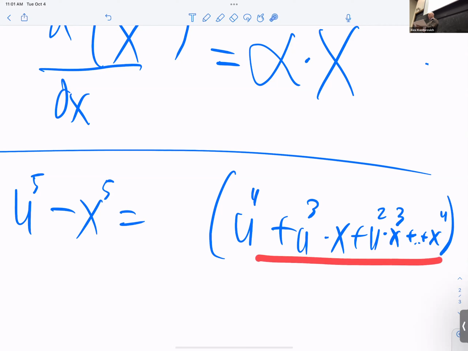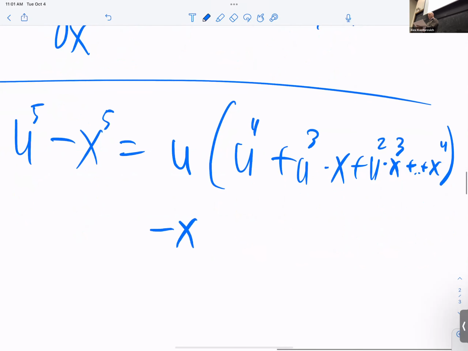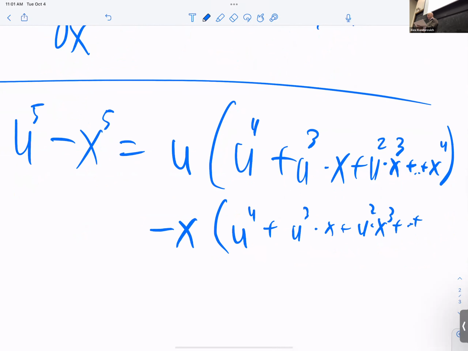You see the pattern here? The power of u goes down by 1, the power of x goes up by 1. If I multiply that by u, and I also multiply the same thing by x, and I take the difference. I'm doing this very quickly because I know some of you don't care to see it, but some of you do, so I want to include it. What happens here? I get a u to the 5th. I get a plus u to the 4th x minus u to the 4th x, so this will cancel this. Everybody see that?